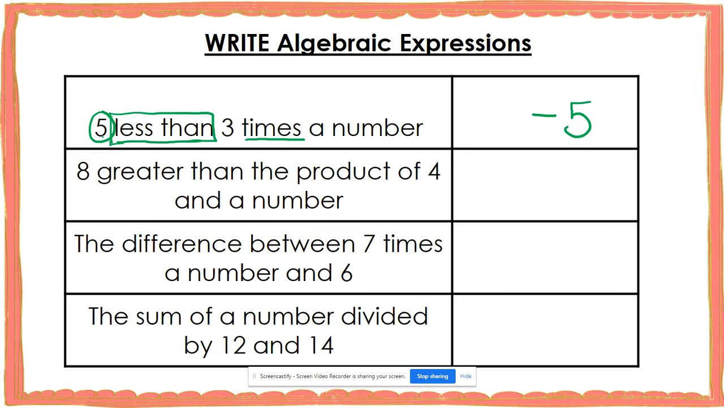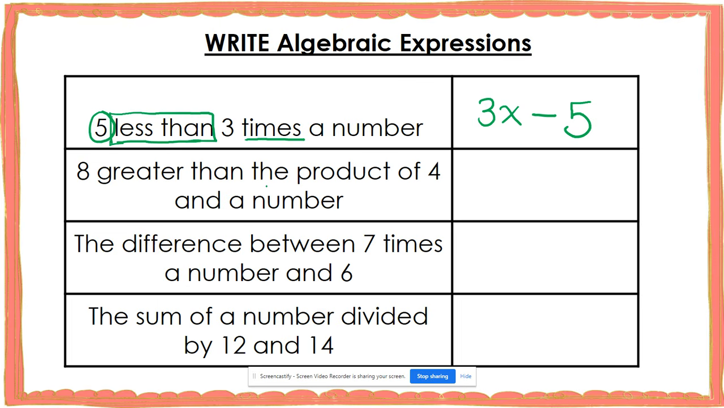So whenever you see something less than, that number actually goes to the right of your subtraction sign. And then what it's less than is 3 times a number. Now I don't know what this number is, so I'm going to use a variable to represent it. So 3 times a number x. So the algebraic expression that represents this is 3x minus 5.